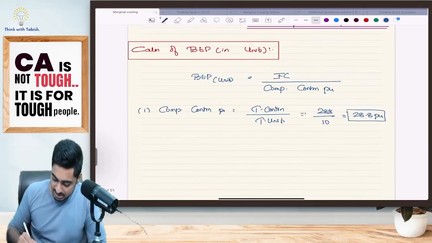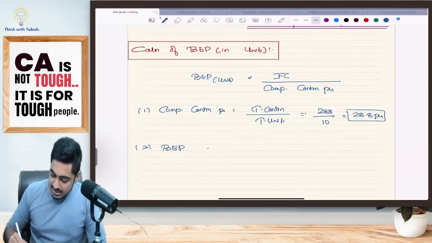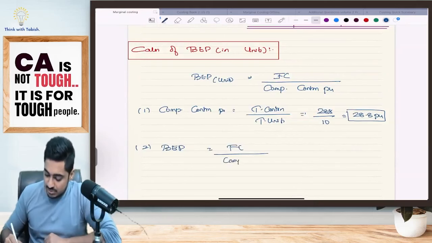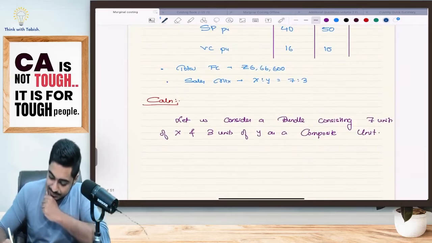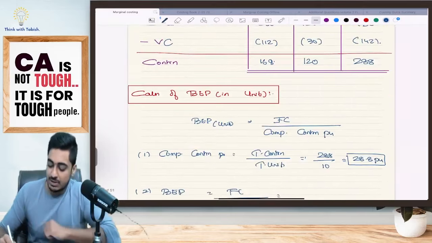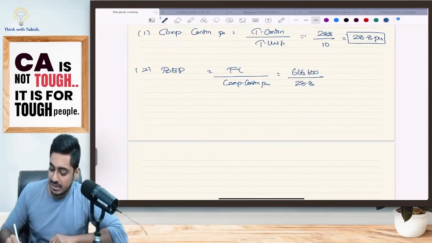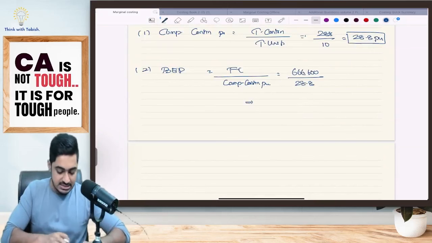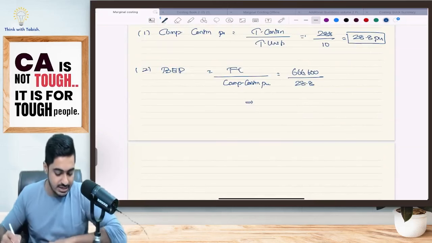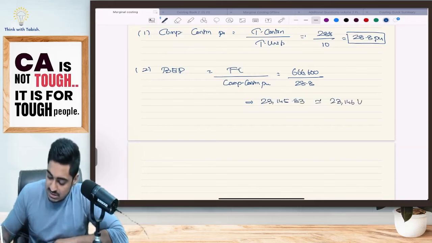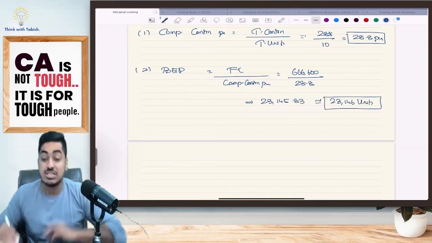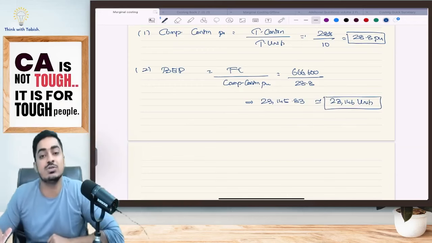Once I have my denominator, step 2, calculate BEP. It is fixed cost divided by composite contribution per unit. Total how much fixed cost do we have to recover? 600. Effectively for 1 unit, how much am I getting? 28.8. That means total how many units should I be selling? 600 divided by 28.8, that is 23,145.83. I will round it off to 23,146. Yes or no, everyone? That means totally I should be selling 23,146 units.